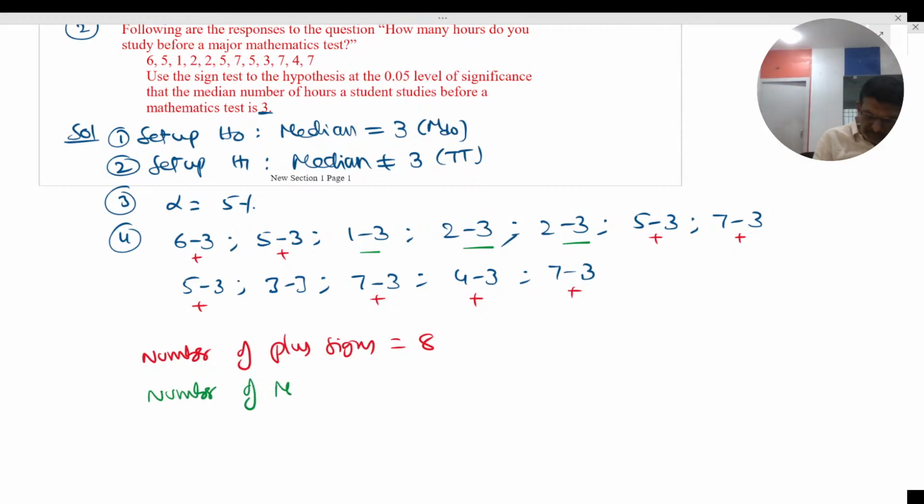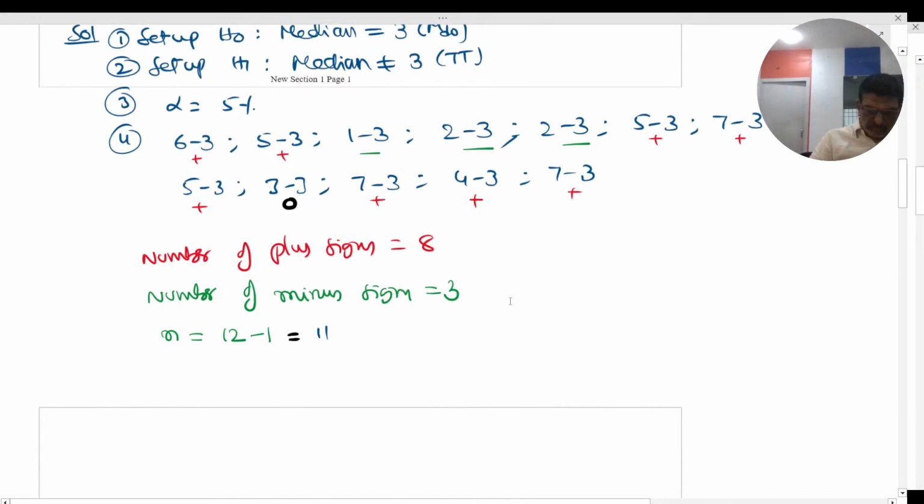Number of minus signs is equal to 3. N is equal to 12 minus 1, since there is one 0. After dropping this 0, the size is 11.